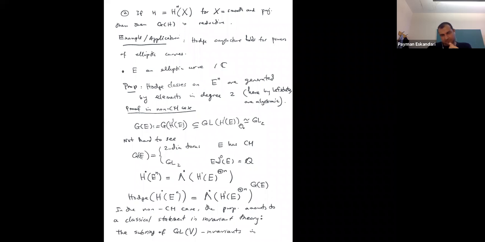So it's a subgroup of GL, you can identify it with GL2. And it's not hard to see, using some general observations, that for the Mumford-Tate group in this case, there are two possibilities. Either it's going to be the full GL2, or it's going to be a two-dimensional torus inside GL2. It depends on whether you have CM or not. If you don't have complex multiplication, the Mumford-Tate group is going to be the full GL2. And if you do have CM, then the Mumford-Tate group is going to be a two-dimensional torus.